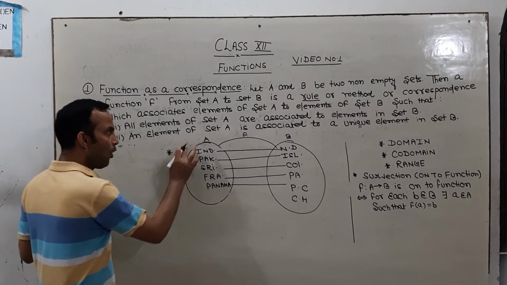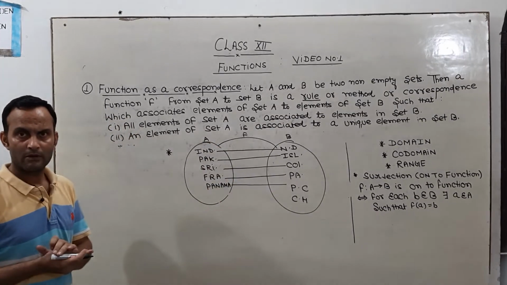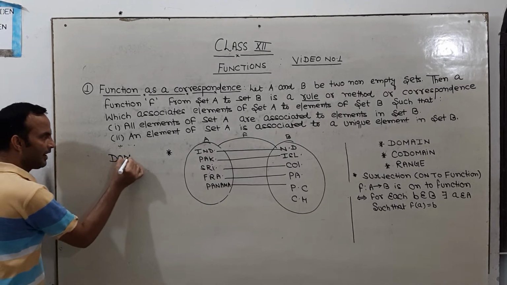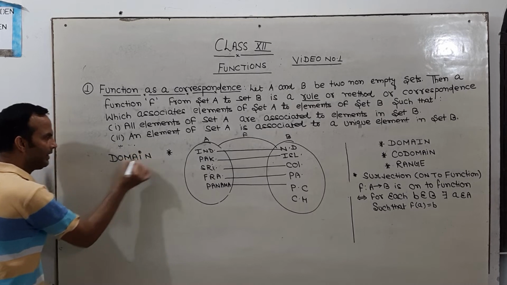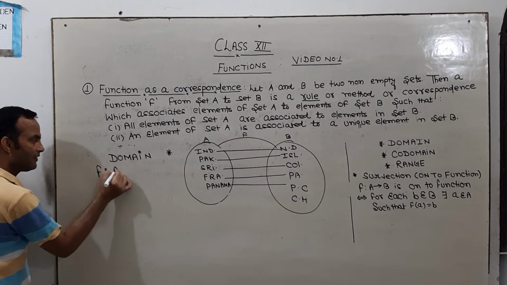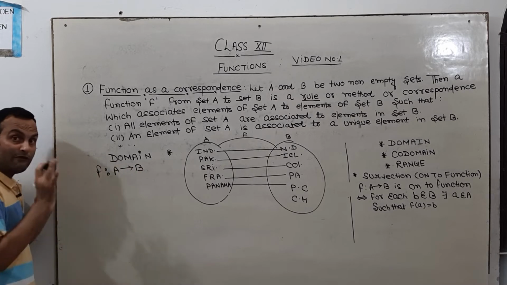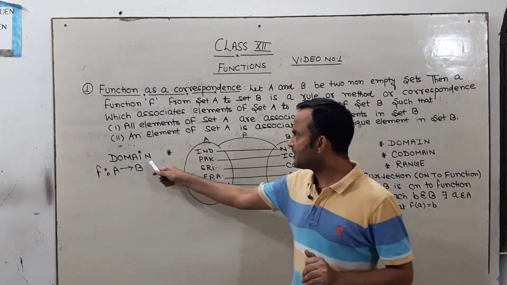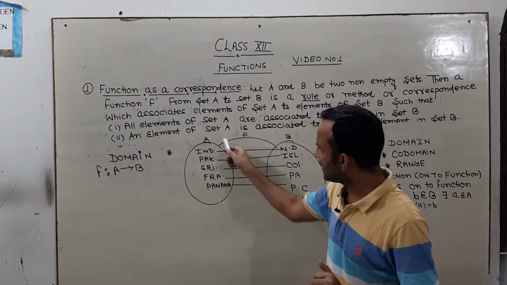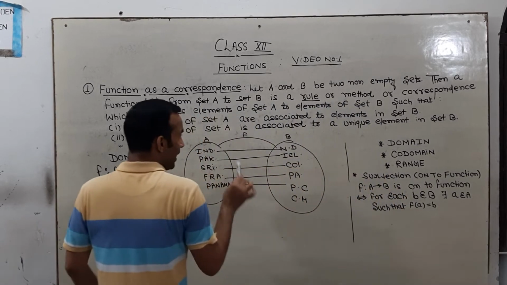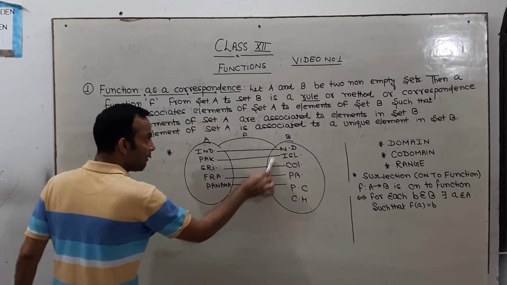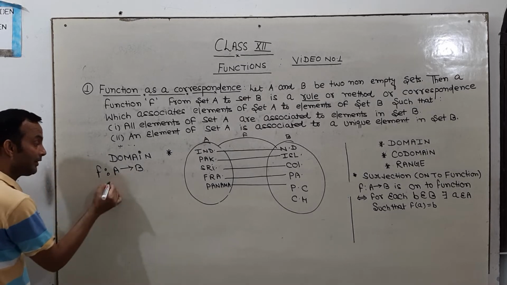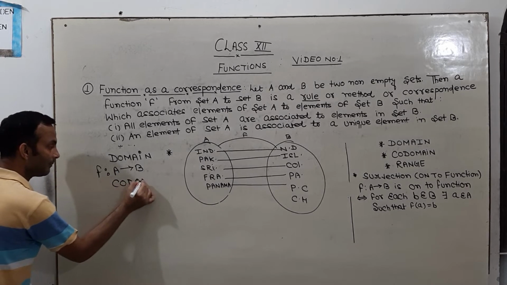Now dear students, all the elements of set A are said to be the domain. If f is a function from A to B, what I am saying? This is possible only when f is a function from A to B. If f is a function from A to B, then all the elements of set A are said to be domain. Okay? And all the elements of set B, when f is a function from A to B, are said to be codomain.